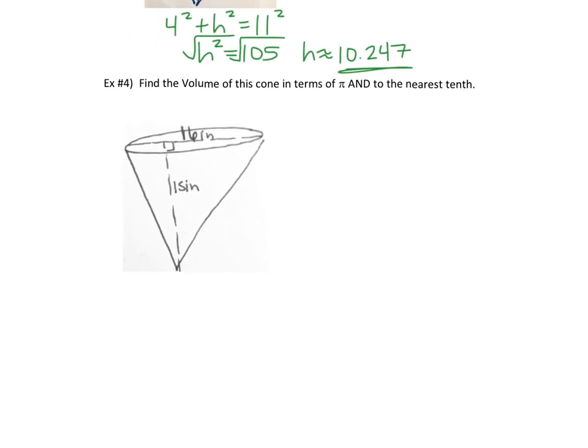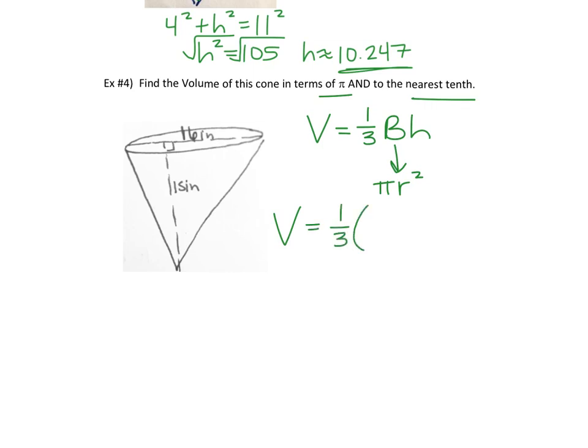All right, last one. This one we're going to do 2 ways. We're going to do in terms of pi and to the nearest tenth, just so you can see a comparison of what those look like. So it's a cone. Volume equals 1/3 times the area of the base times the height. So we're going to plug in for b, pi r squared. Right, that's the area of the circle. So this is going to be volume equals 1/3 times pi, what's your radius? If your diameter is 16, then your radius is going to be half of that, so 8.